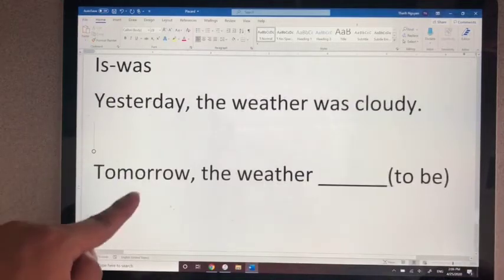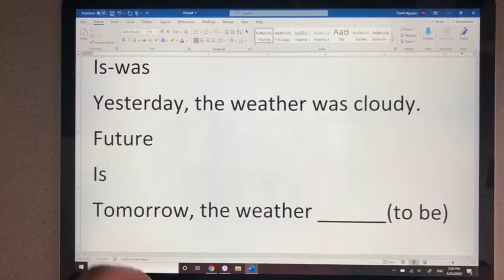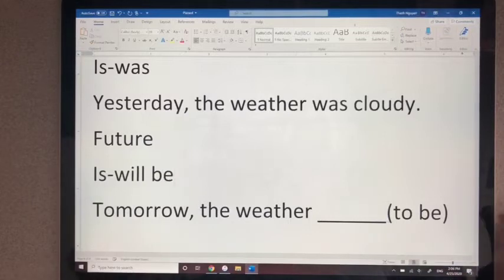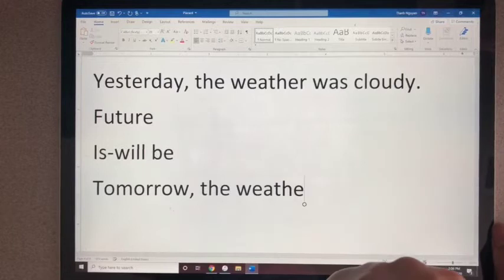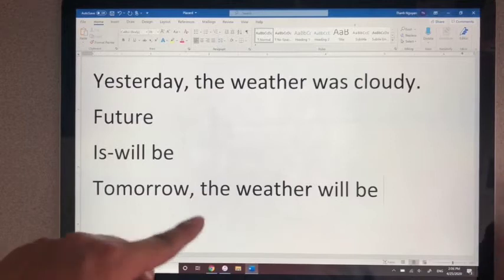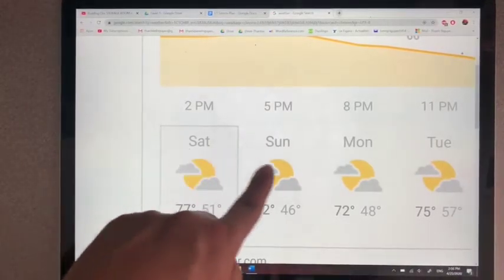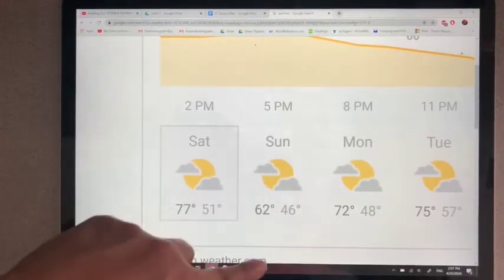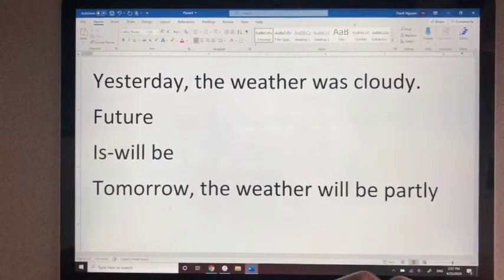Now, if we talk about tomorrow, we're talking about the future. So, in the present, we say is. In the future, we say will be. So, tomorrow, the weather will be. Let's look at the weather tomorrow. Today is Saturday. Tomorrow is Sunday. Tomorrow, the weather is partly cloudy. So, tomorrow, the weather will be partly cloudy.